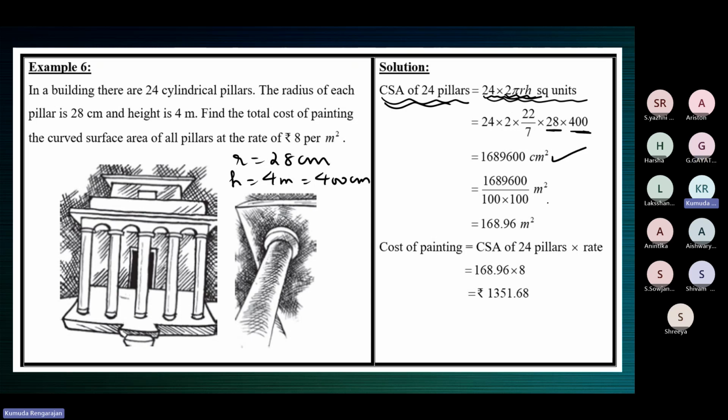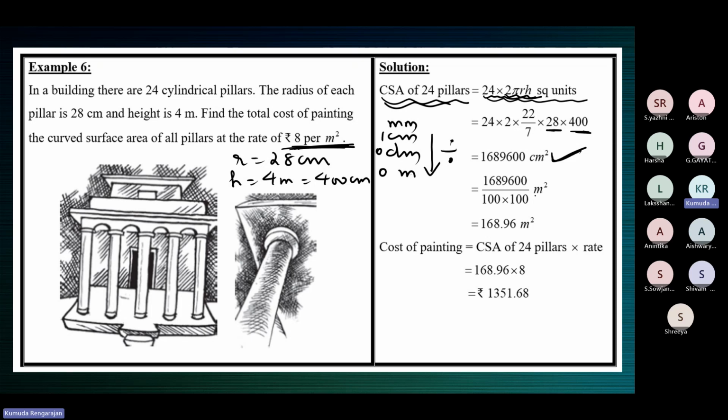Now you need to convert this to meter square because the rate is given per meter square. So to convert centimeter to meter: millimeter, centimeter, decimeter, meter. To convert centimeter to meter, you need to come down, so divide by 100. So to convert centimeter square to meter square, do the same thing 2 times. Whatever you have to do, do it 2 times. Centimeter cube to meter cube, 3 times.